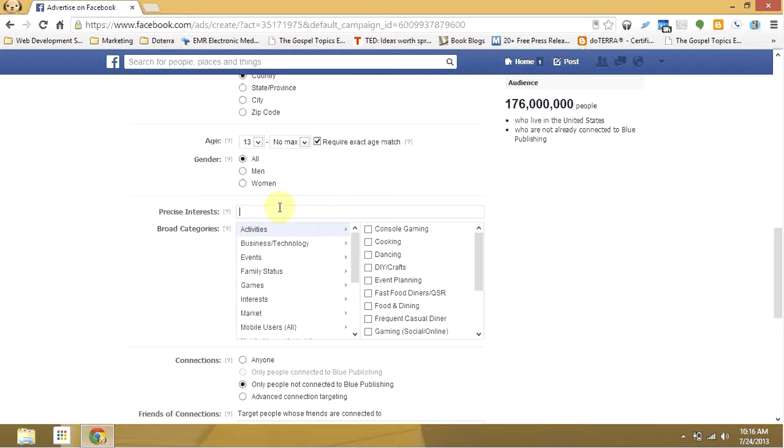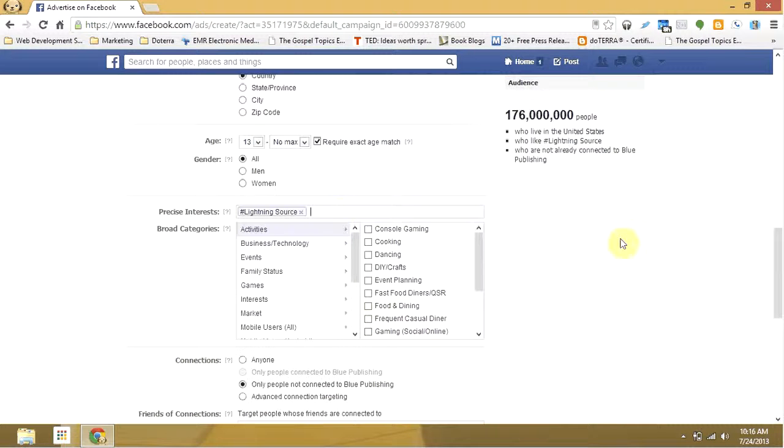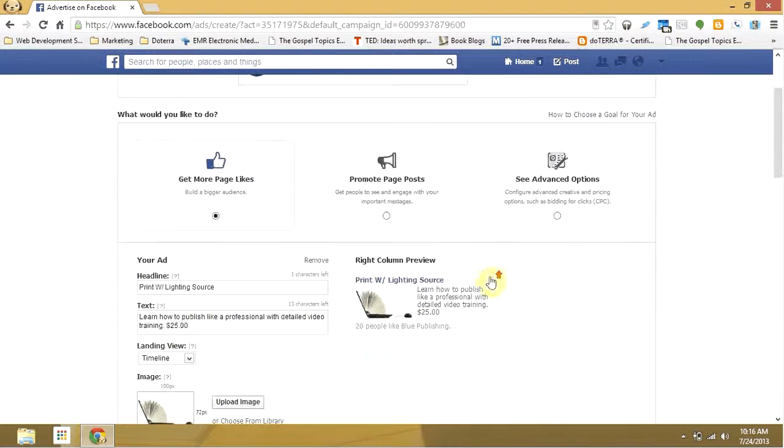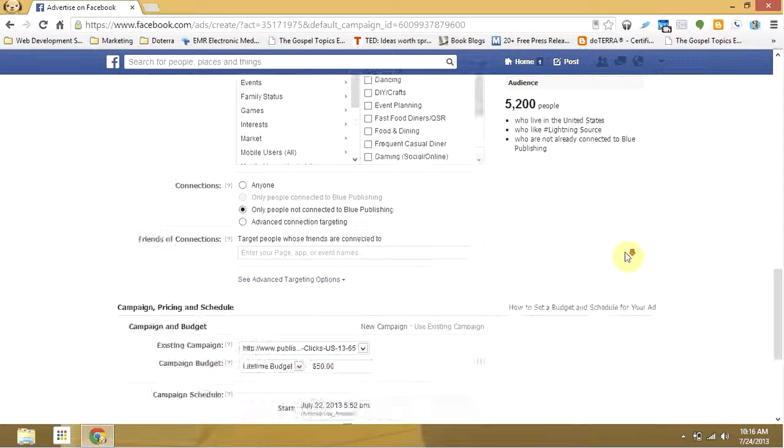So then I'm going to go into my precise interests and see how I've got 176 million people here. I'm going to type in the words Lightning Source. And you can see my audience worldwide is 8,000 people, and in the United States is 5,200 people. So I'm well under 10,000 people to market to, and that is a great number because I can be extremely specific now. And you can tell my ad is very, very specific. I'm working specifically with people that have an interest in Lightning Source.